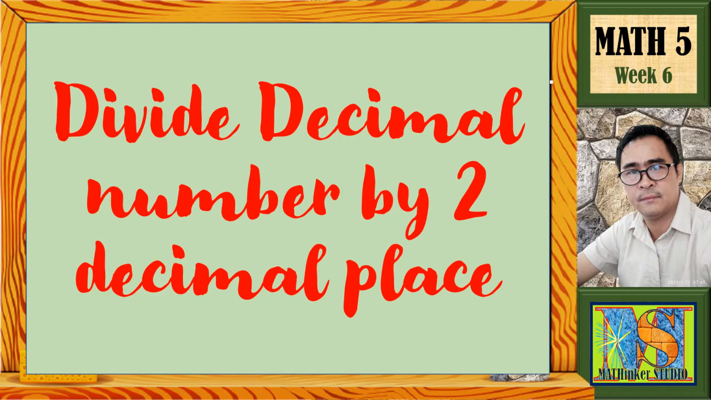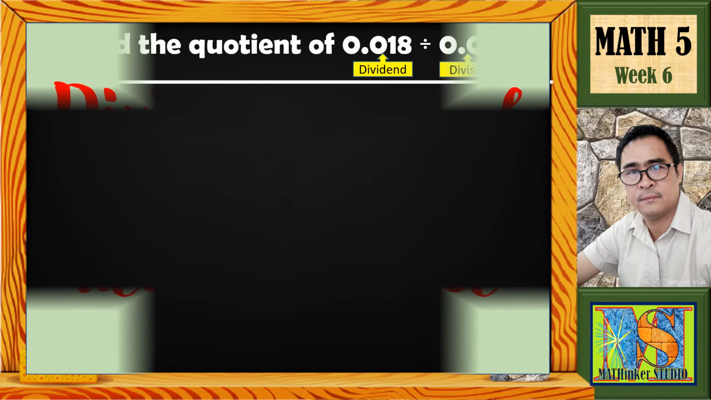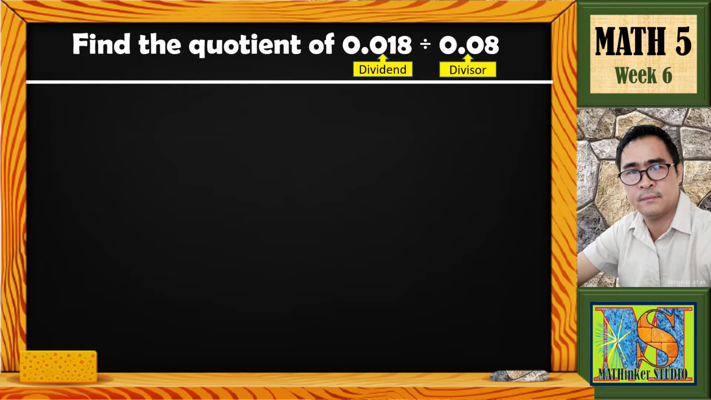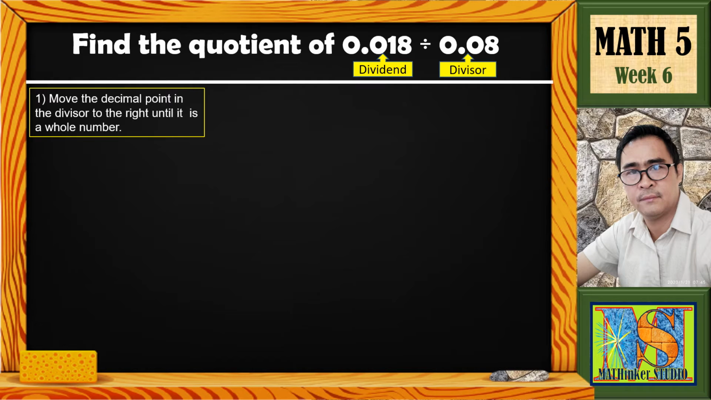Dito naman tayo sa next category, divide decimal number by 2 decimal places. So, find the quotient of 18 thousandths divided by 8 hundredths. So, first step, move the decimal point in the divisor to the right until it is a whole number. So, ang ating divisor ay i-move natin ang decimal point ng dalawang beses papunta sa kanan para ito ay maging whole number.